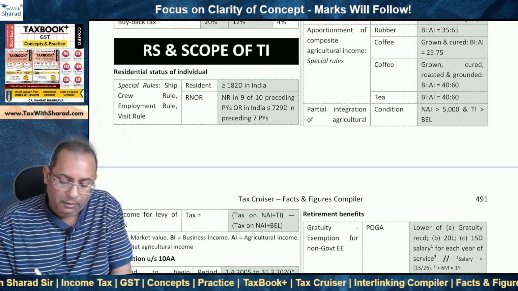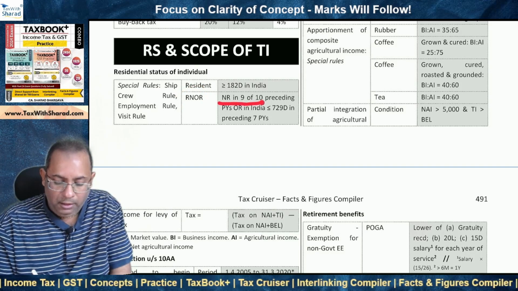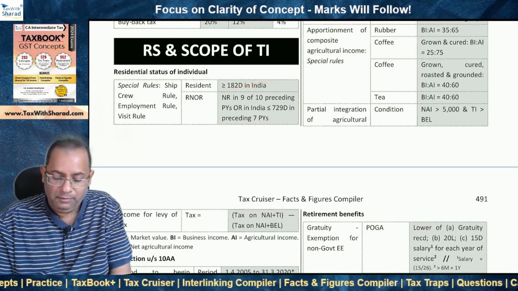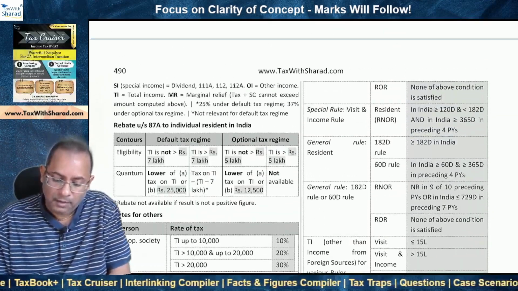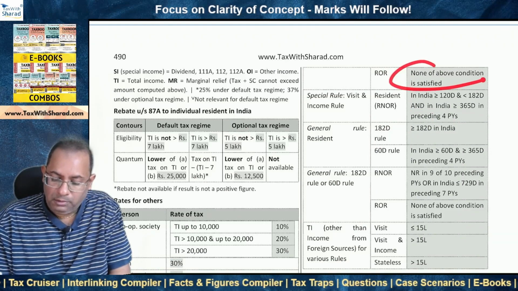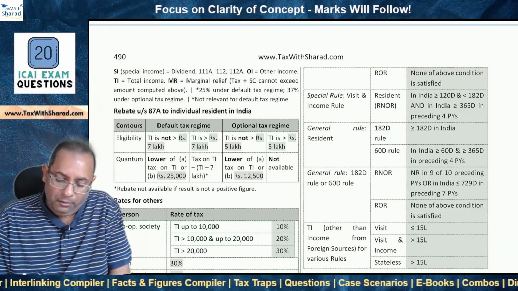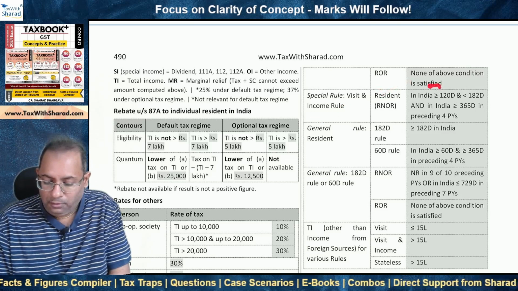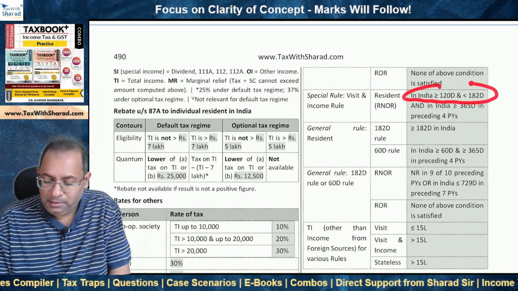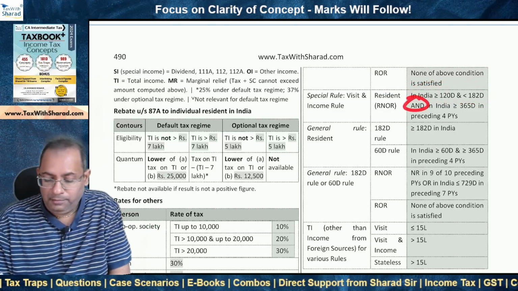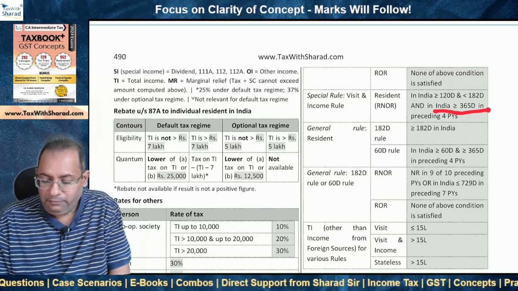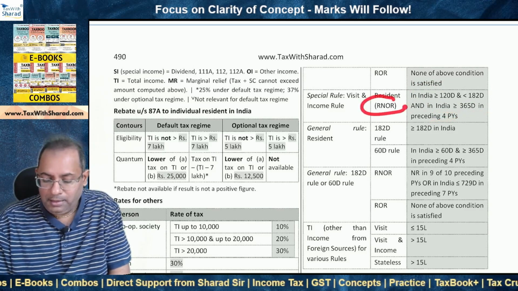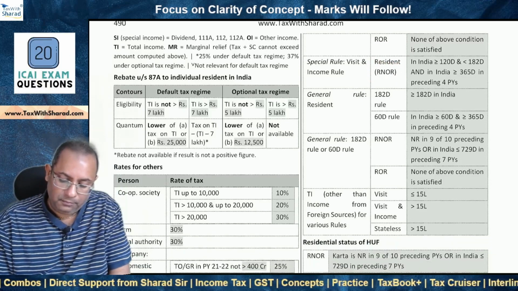The person is RNOR when he is non-resident in 9 out of 10 preceding previous years or is in India for 729 days or less in the preceding 7 previous years. The person becomes ROR when none of the above conditions is satisfied. Where the special rule is the visit and income rule, then the person becomes a resident when he is in India for 120 days or more and less than 182 days and is in India for 365 days or more in the preceding 4 previous years. In that case, the person is straight away categorized as RNOR.